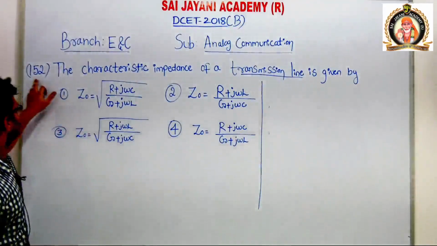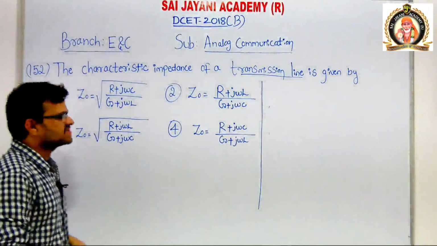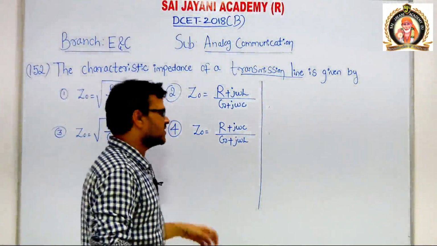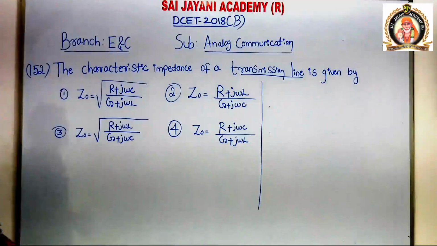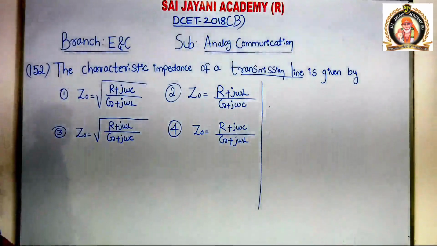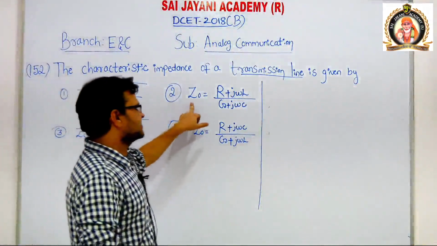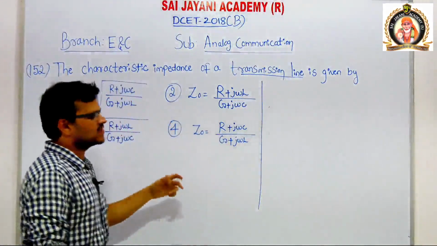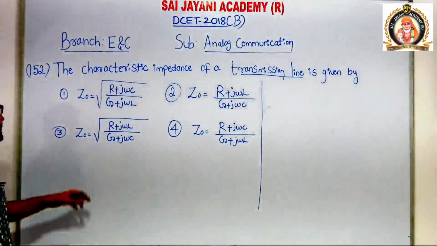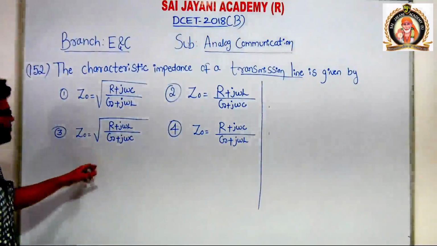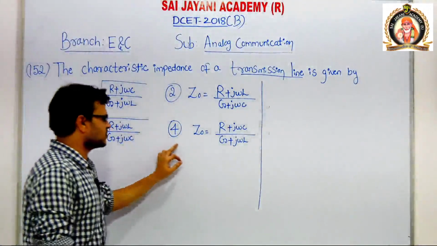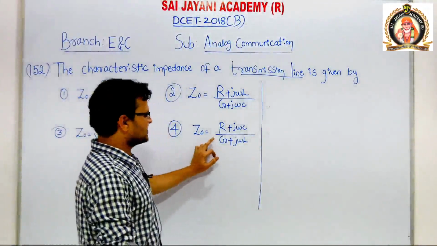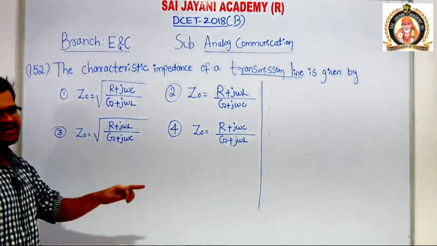Question number 152: the characteristic impedance of a transmission line is given by, the options are given below. The first one is Z0 equals square root of (R plus j omega C) divided by (G plus j omega L), the second option is Z0 equals (R plus j omega L) divided by (G plus j omega C), the third option is Z0 equals square root of (R plus j omega L) divided by (G plus j omega C), and the fourth option is Z0 equals (R plus j omega C) divided by (G plus j omega L).